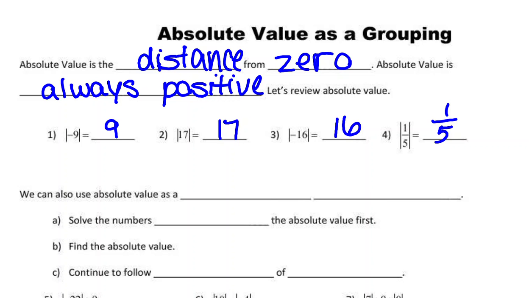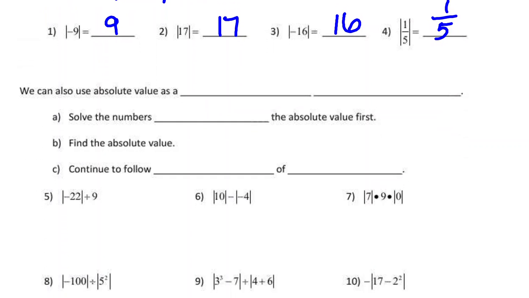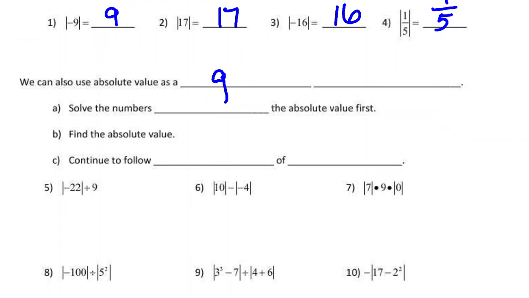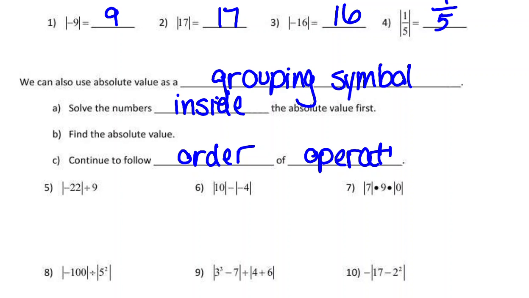So how can we use absolute value as a grouping symbol when we're solving order of operations problems? So we can use absolute value as a grouping symbol. So the first thing that we do is we need to solve the numbers inside the absolute value first. Then we can find absolute value, and then we continue on with the order of operations. And we did a little bit of this when we were in our integers unit, but now we're going to focus on it a little bit more. So let's look at some examples.